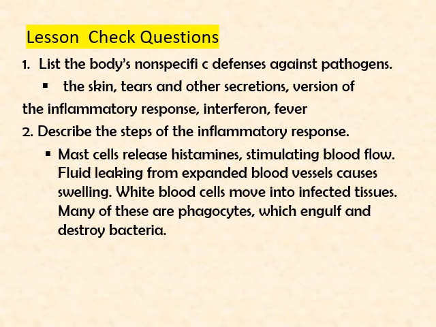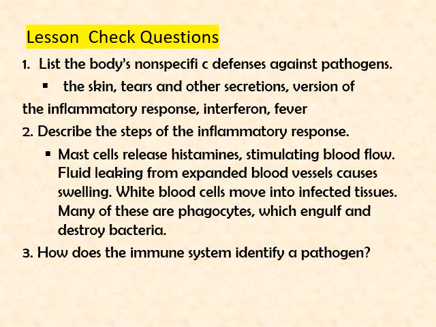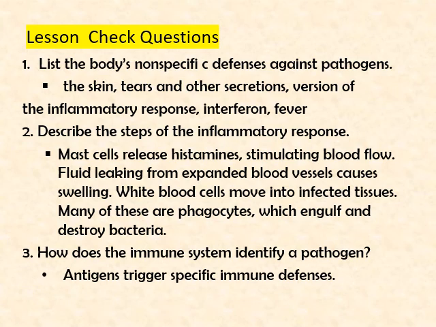Mast cells release histamines, which in turn stimulate blood flow. Fluid leaking from the expanded blood vessels causes swelling in the infected area. White blood cells then move into infected tissues. Many of these are phagocytes, which engulf and destroy bacteria. Question number 3. How does the immune system identify a pathogen? Well done. Antigens trigger specific immune defenses.